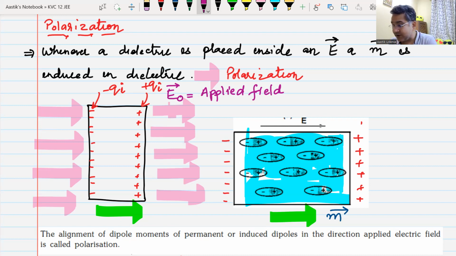Now, because of this applied field, charges come on the opposite faces. This face gets negative charge, this face gets positive charge. Yes or no? Now, this positive and negative charge will induce a field, will cause a field. Yes or no? In what direction would that field be?